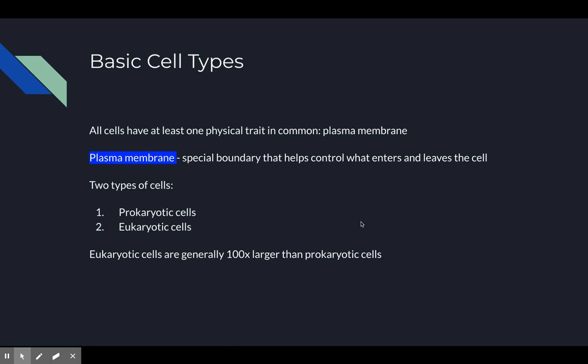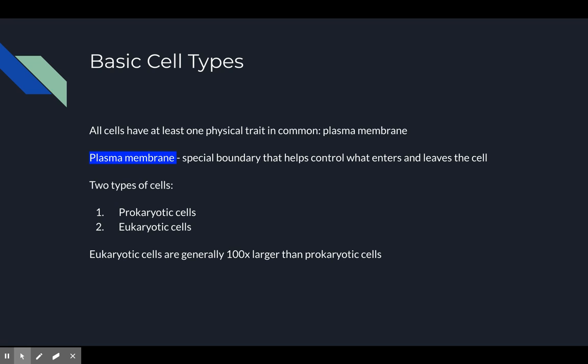And here's a picture of what that microscope looks like. So here's where the bulk of this chapter is going to come from. There are different types of cells, but all cells have at least one physical trait in common, and it's that they have a plasma membrane. A plasma membrane is a special boundary that helps control what enters and leaves the cell. So that's found on the outside of the cell.